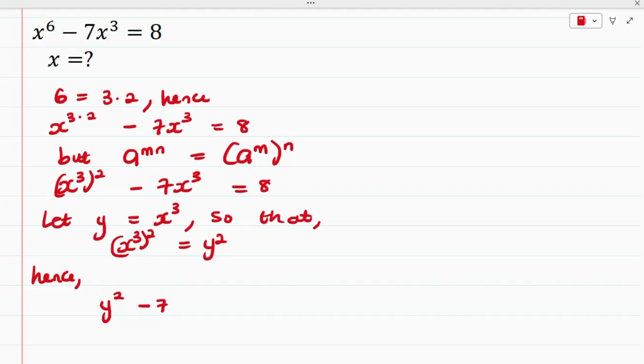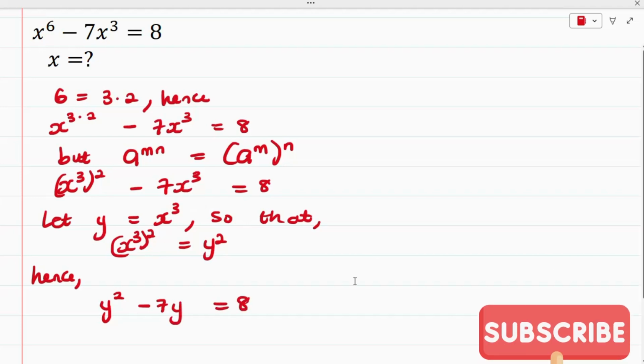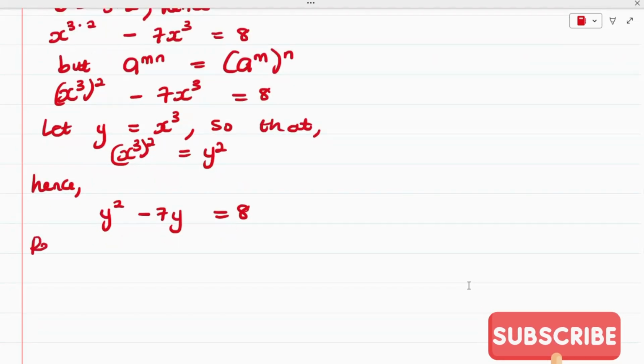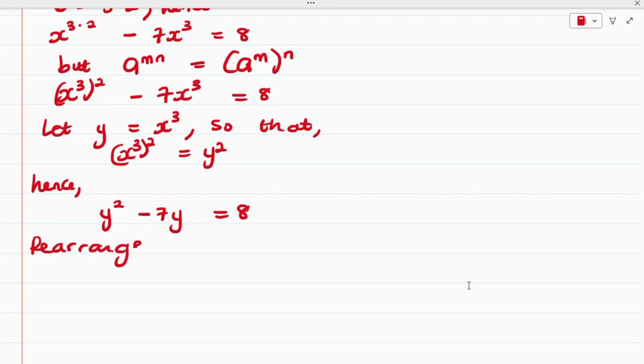So the equation is going to become y squared minus 7. Now we know that x is raised to the power of 3 and we said that y is equal to x raised to the power of 3, so 7y, and this is equal to 8. At this point we want to simply rearrange and set this equation to 0. So we have y squared minus 7y minus 8 equals 0. So let's simply factor.